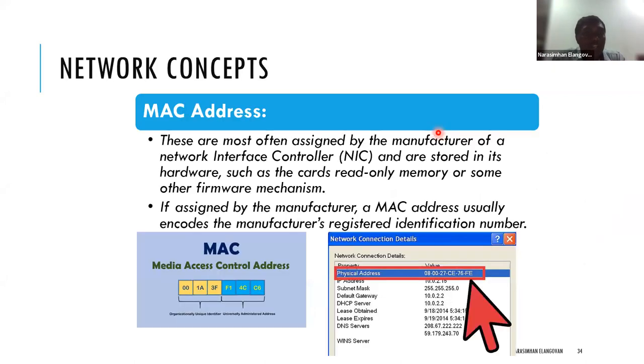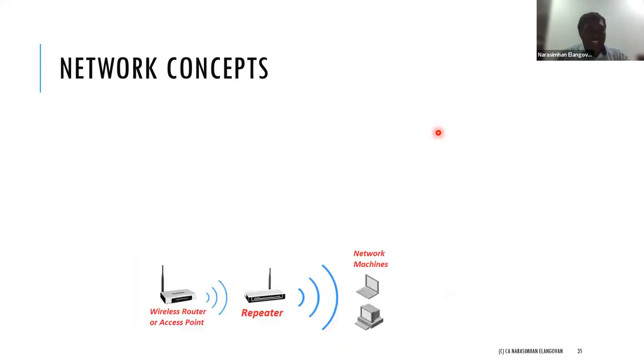Quickly moving further, you have something called a MAC. MAC is also referred to as the physical address. Every device will have a physical address based on the NIC, and that's called MAC, Media Access Control. And this is called a physical address.